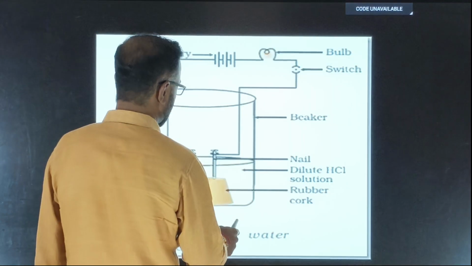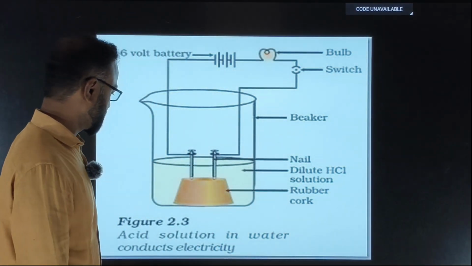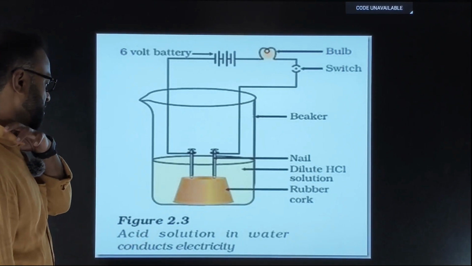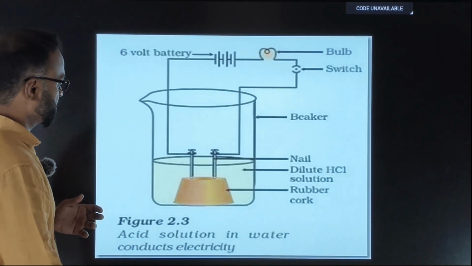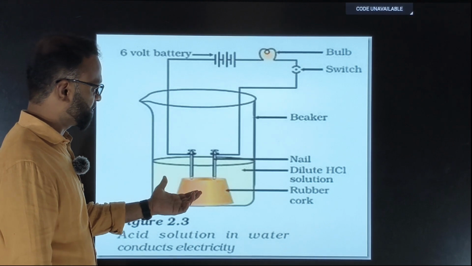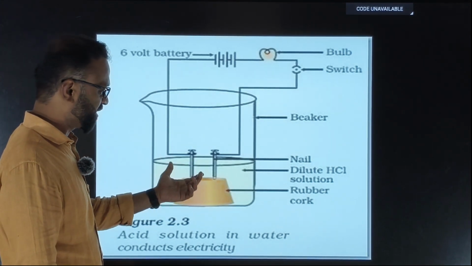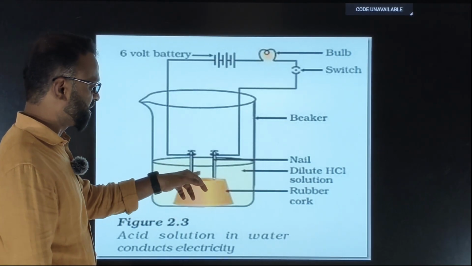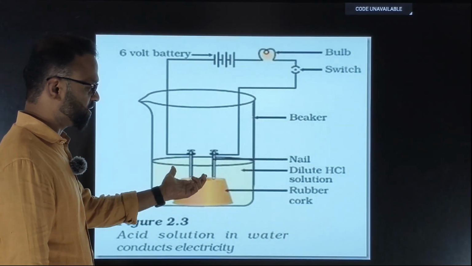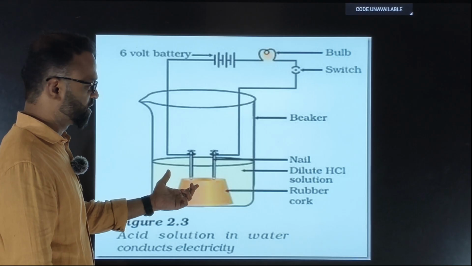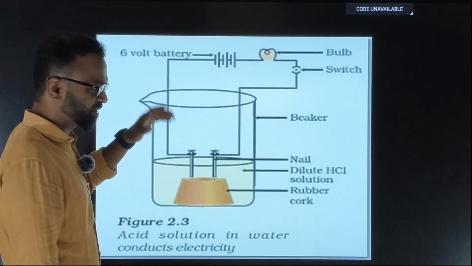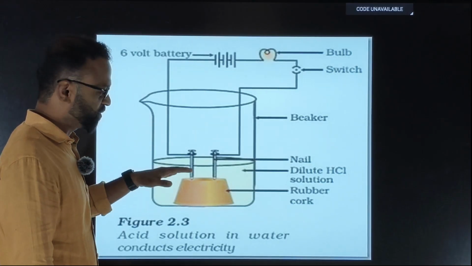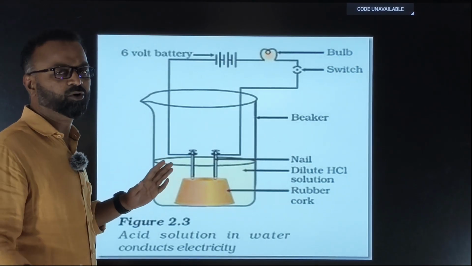So the same diagram is given here. This is also one of the important diagrams: acid in water conducts electricity. You can see there, in the beaker they have kept a rubber cork and attached two electrodes, one connected to the cathode and one to the anode, maintaining a gap. In that there is an acid solution or base solution. If the bulb glows in the circuit, that means acid is a good conductor of electricity, and base is a good conductor of electricity.